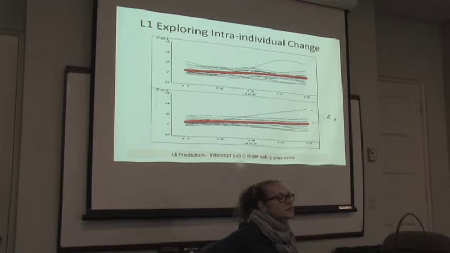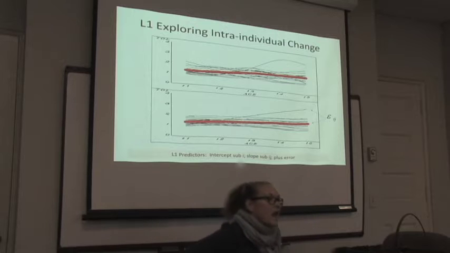So if we had kids nested within schools, the J is the school. No, the J is the kid, and the I is the school.